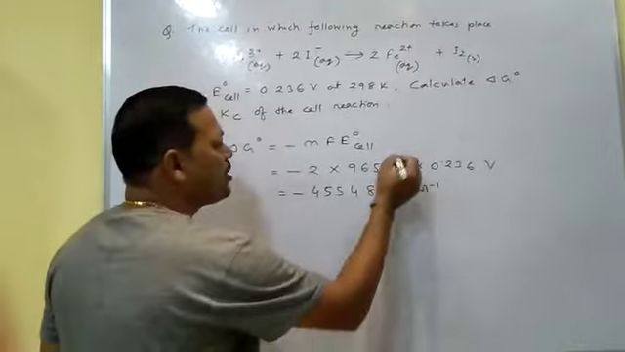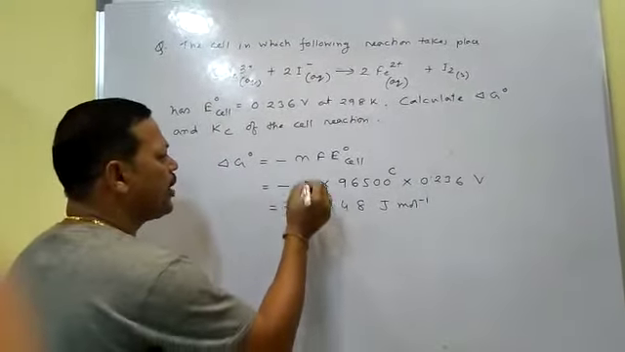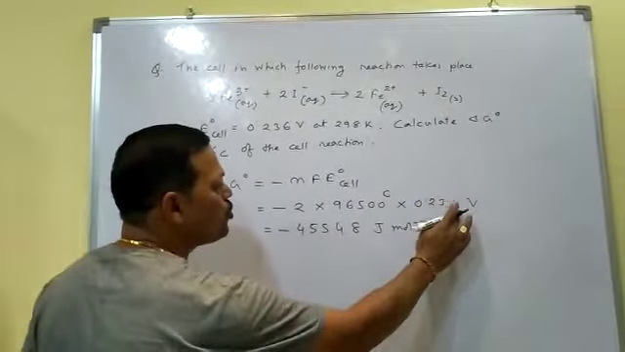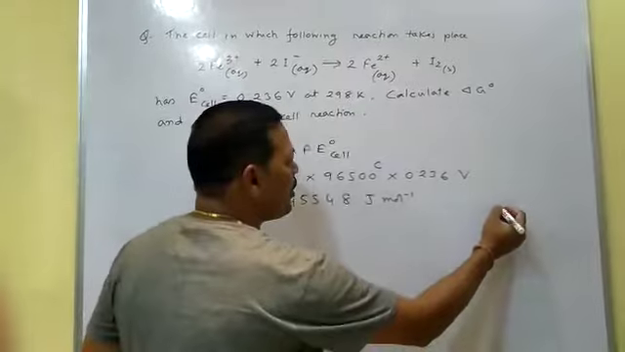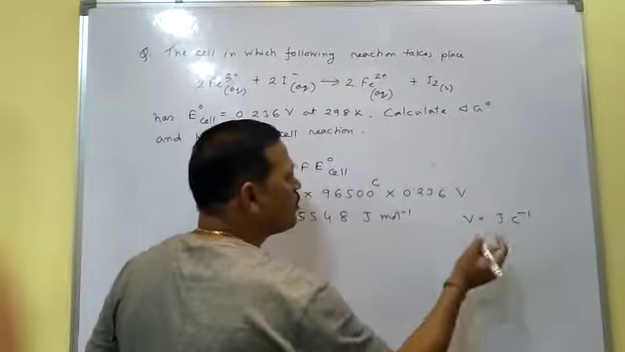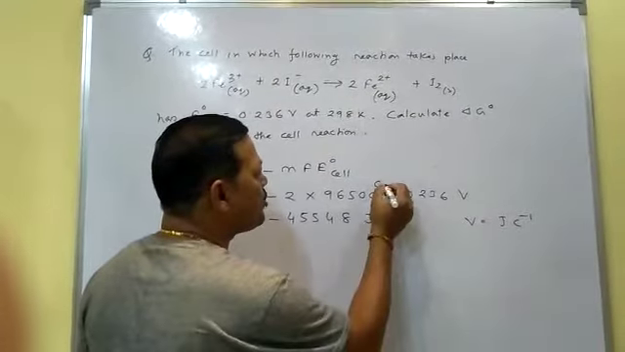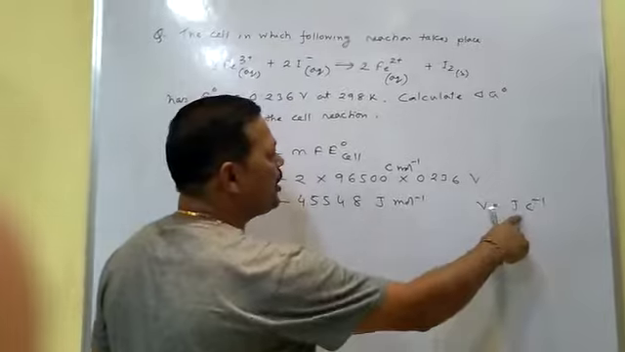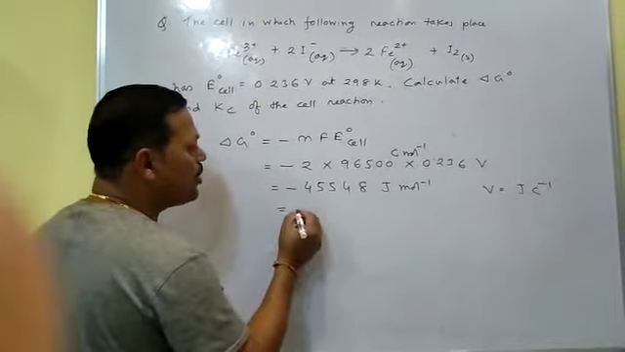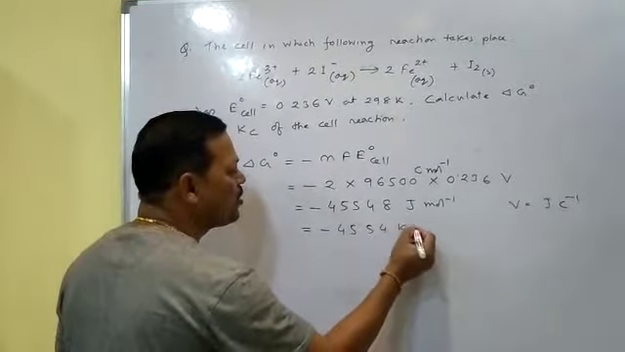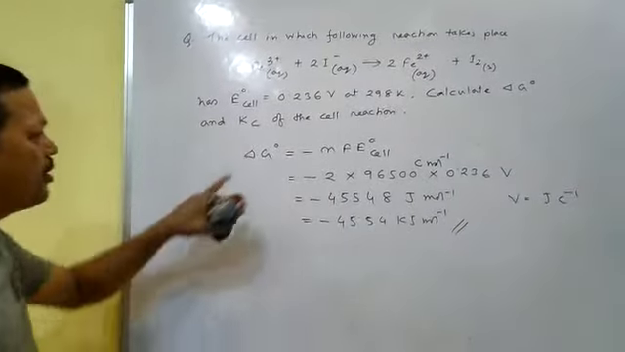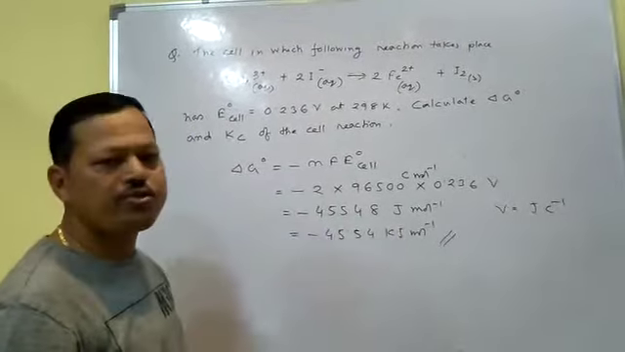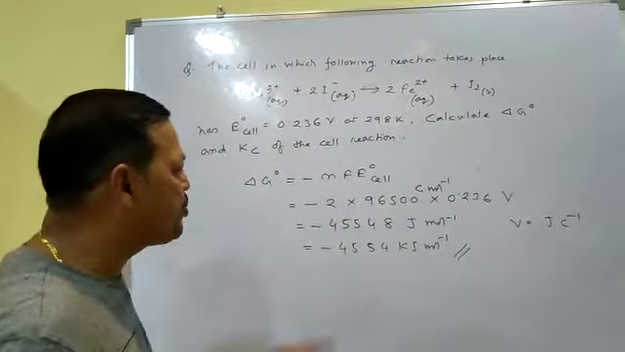Here this is volt, this is coulomb, and this is mole. 2 into 96500 coulomb into 0.236 volt. You know volt means you can write joule per coulomb, so coulomb will be cancelled. The resultant unit you will get is joule per mole. If you want to convert to kilojoule, then it will become minus 45.54 kilojoule per mole. Like this way you can find out the value of standard Gibbs free energy, delta G0. And since the Gibbs free energy is negative, the process will be spontaneous. Already I have told you, if the delta G value is negative, the process is said to be spontaneous.